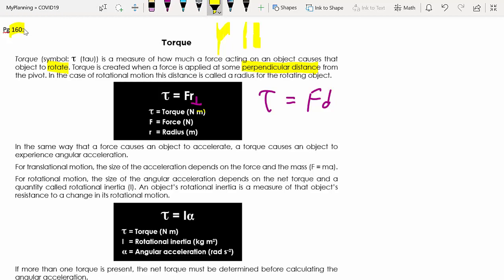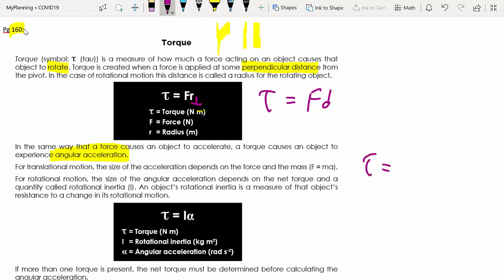In the same way that a force causes an object to accelerate, a torque causes an object to experience angular acceleration. Okay, and so that's what we care about in year 13, and that's what we're going to begin to look at. And so in translational motion, you had Newton's second law, F equals ma, and now we're going to ask, what's the rotational equivalent of force? Well, it's a torque.